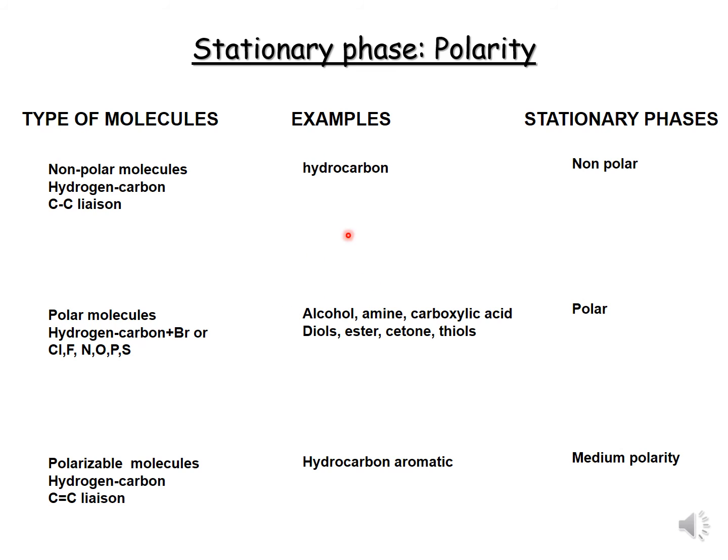But sometimes you have molecules with medium polarity, polarizable molecules, for example, with hydrogen and carbon with a C-C double bond, and this is an aromatic hydrocarbon. They have medium polarity, and of course, we also have the possibility to work with stationary phases of medium polarity, meaning that there is a difference between polar and non-polar. There is a scale, a range between the polarity and the non-polarity of the stationary phase. So we have to choose another stationary phase with a medium polarity.